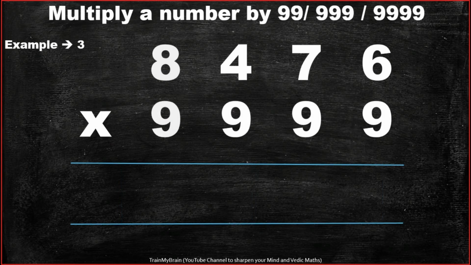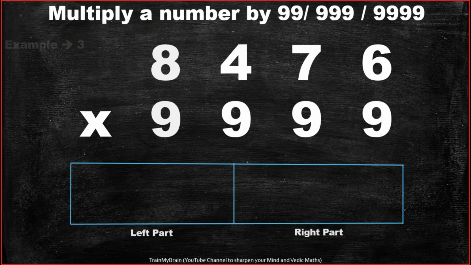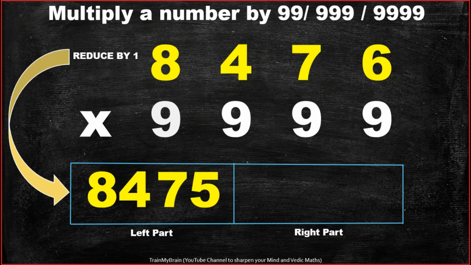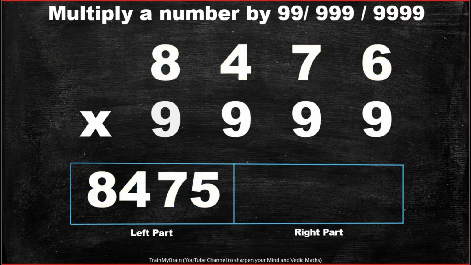Now I am taking a 4 digit number. Both the numbers are 4 digit and one of the numbers has only 9s. So prerequisite conditions are satisfied. Create left part and right part. Pick the number other than 9. Reduce this number by 1. Answer will be 8475. Now for the left part we are done.